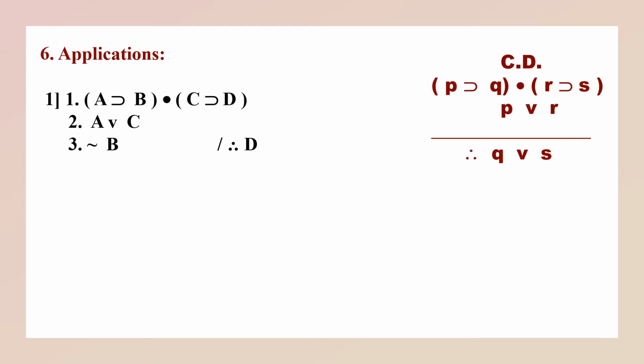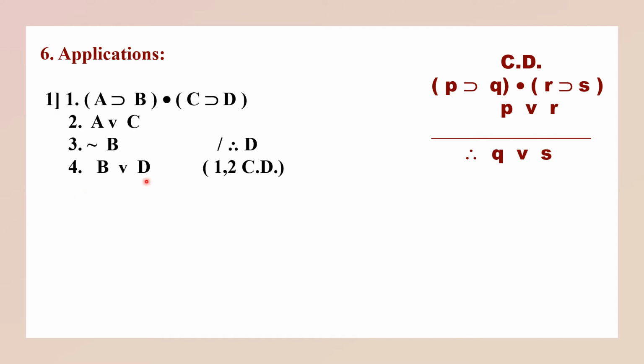The rule of CD. See here in this rule of CD, you can see that P implies Q and R implies S, P or R, therefore Q or S. So, A implies B and C implies D, A or C. Therefore, what will you get? B or D. By which rule? CD rule, and for first and second you are applying that rule.